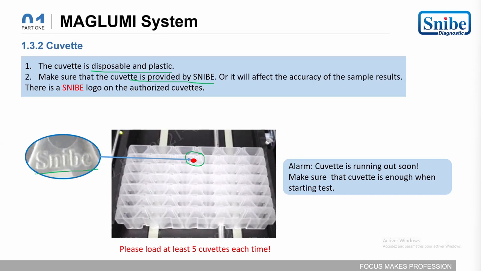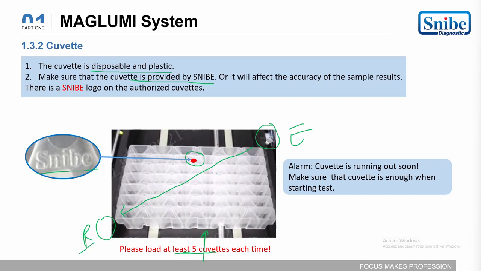And when you load the cuvettes, you need to load each time at least 5 cuvettes on the loading area. So load by 5, at least 5. Why? Because we have an emitter here and a receptor here. The emitter sends the signal and the receptor receives it.